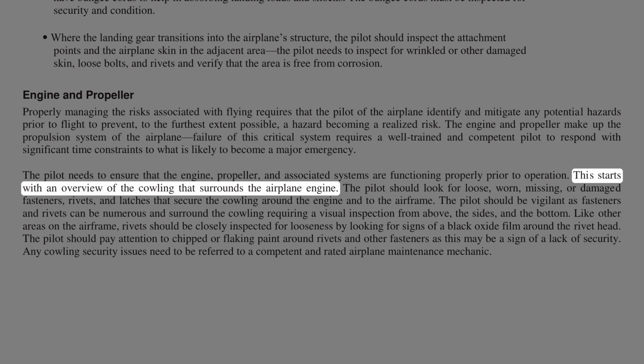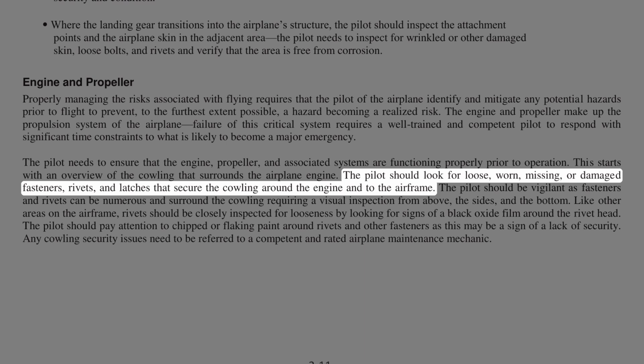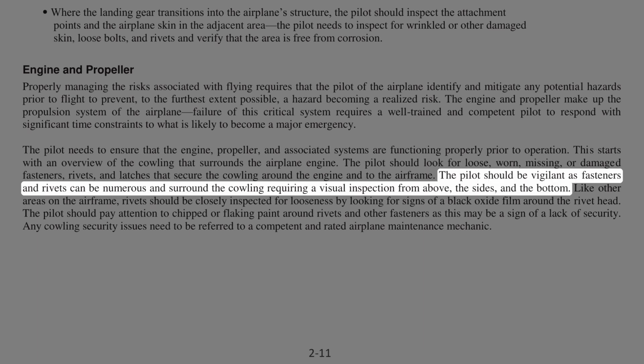This starts with an overview of the cowling that surrounds the airplane engine. The pilot should look for loose, worn, missing, or damaged fasteners, rivets, and latches that secure the cowling around the engine and to the airframe. The pilot should be vigilant as fasteners and rivets can be numerous and surround the cowling, requiring a visual inspection from above, the sides, and the bottom.